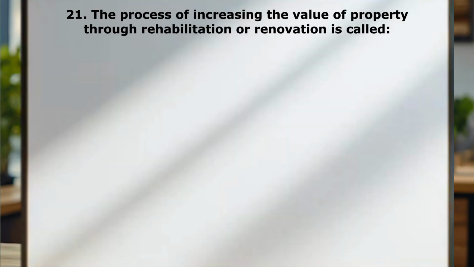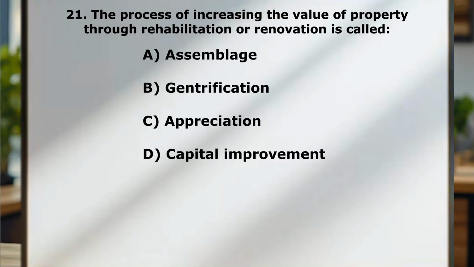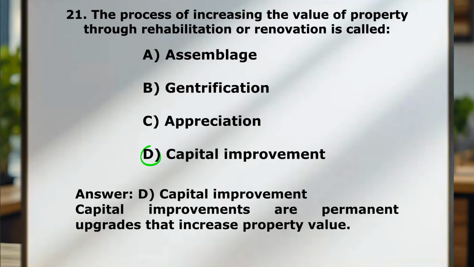So question number 21, the process of increasing the value of property through rehabilitation or renovation is called A, assemblage, B, gentrification, C, appreciation, D, capital improvement. Correct answer here is D, capital improvements. And so capital improvements are just permanent upgrades that will increase the value of the property.